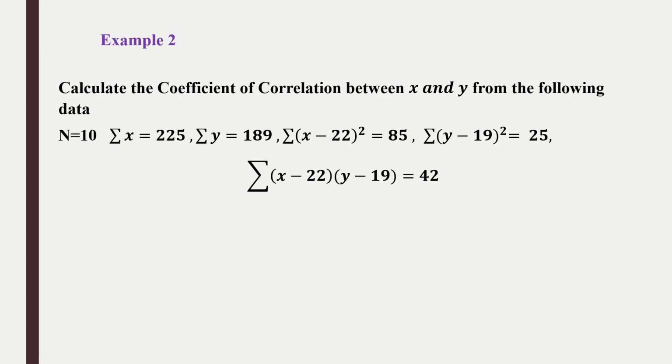Second example: calculate the coefficient of correlation between X and Y from the following data. N is equal to 10, summation X is 225, summation Y is 189, summation of X minus 22 the whole square is 85, and summation of Y minus 19 the whole square is 25, and summation of this.